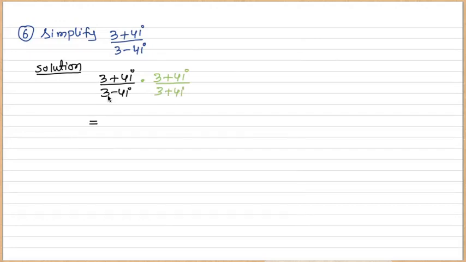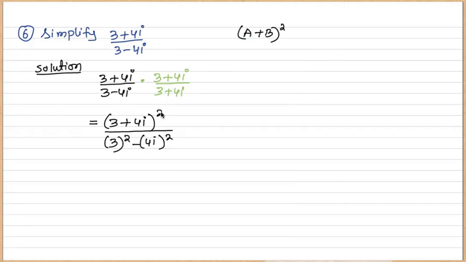Now, in order to multiply this, we multiply numerator with numerator. So it is 3 plus 4i times 3 plus 4i, which is 3 plus 4i quantity squared, over, in the denominator, 3 minus 4i times 3 plus 4i, just like a minus b times a plus b, which is a squared minus b squared. So 3 squared minus 4i squared. Okay? Now, in order to simplify the numerator, which is in the form a plus b quantity squared, we are going to use this formula. a plus b quantity squared is equal to a squared plus 2ab plus b squared.